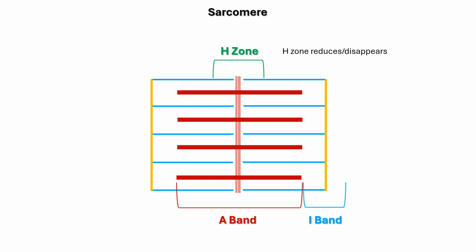If we come down to the I band, we can see that this is where the Z line previously was, and now that Z line has tucked in or been drawn towards the midline, and as a result, we've seen that the I band has been reduced. But what happened to the A band? Well, because the A band is defined by the length of the myosin in the sarcomere, and that doesn't change, the A band is also unchanged.